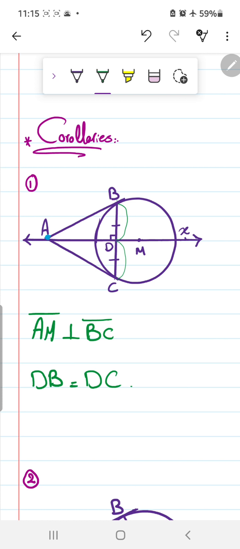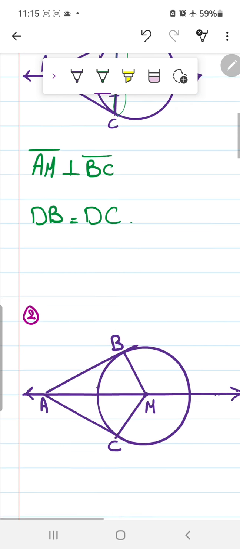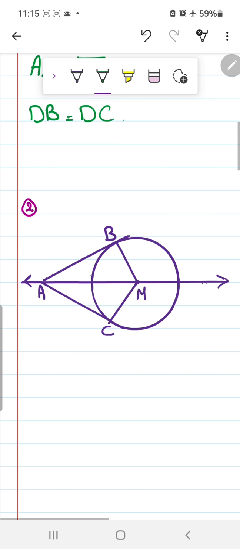Okay, so again the straight line passing through the center of the circle and the intersection point between the two tangents is the axis of symmetry of the chord of tangency, and we said the chord of tangency here is BC.